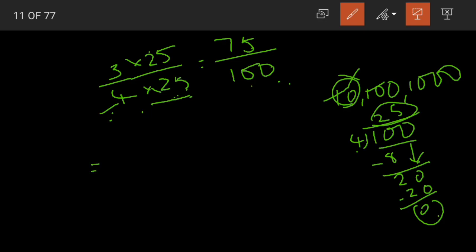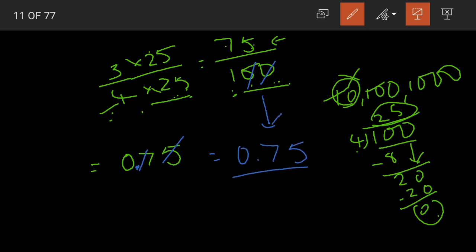75 by 100. How will we do that? In the numerator, we have only 2 digits, but in the denominator, we have 3 digits. So for the third digit, we'll place a 0 to the left. Yes, so it is done. Now coming to the next part, 100 has 2 zeros. So after 2 digits from the right, we will place a decimal point. So 75 by 100 is nothing but 0.75.